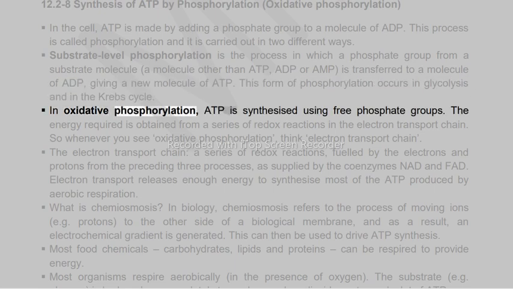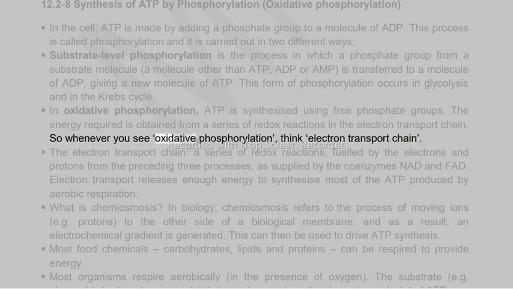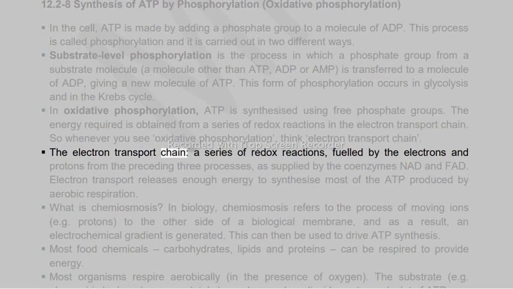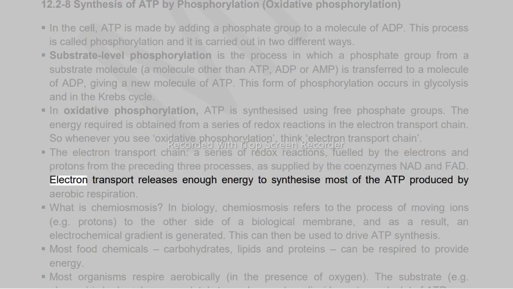In oxidative phosphorylation, ATP is synthesized using free phosphate groups. The energy required is obtained from a series of redox reactions in the electron transport chain. So when you see oxidative phosphorylation, think electron transport chain. Electron transport chain, a series of redox reactions, fueled by the electrons and protons from the preceding three processes, as supplied by the coenzymes NAD and FAD. Electron transport releases enough energy to synthesize most of the ATP produced by aerobic respiration.